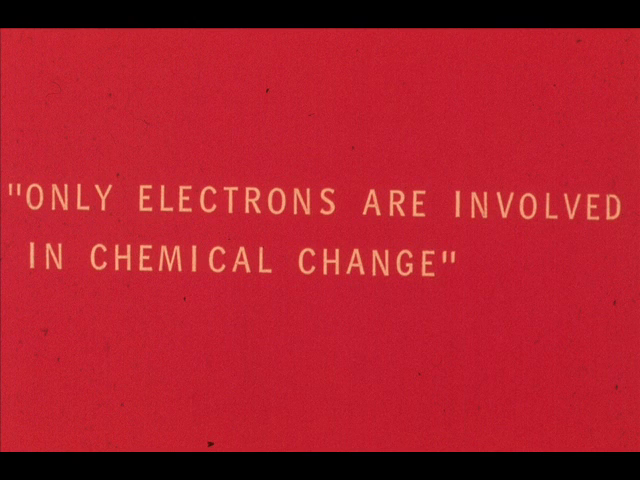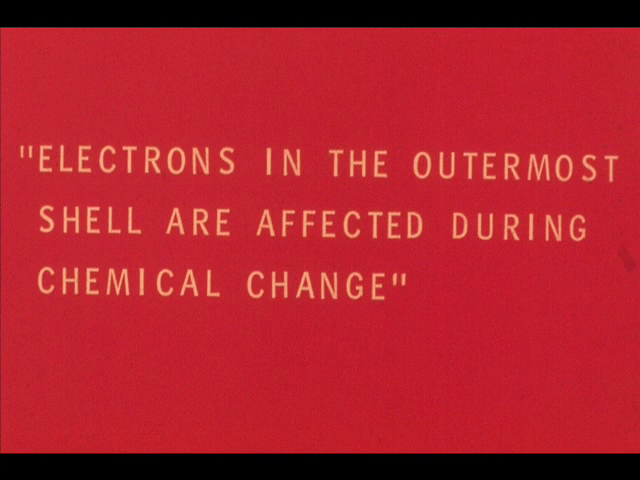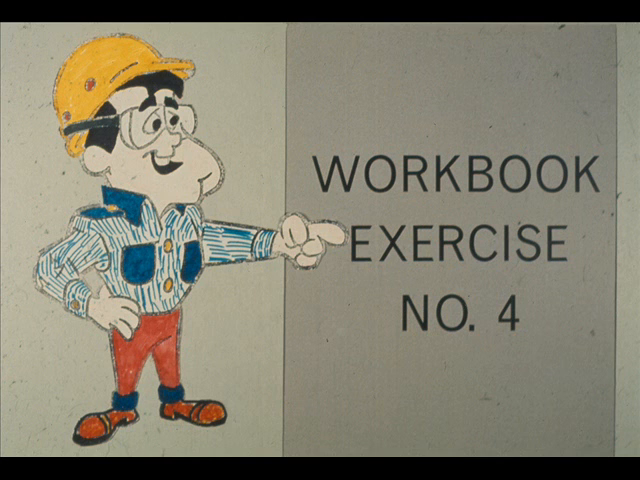We are concerned with electron arrangement in the refineries and chemical plants because only the electrons of an element are involved in chemical change. In particular, the electrons in the outermost shell are affected during chemical change. Now open your workbook to exercise 4.